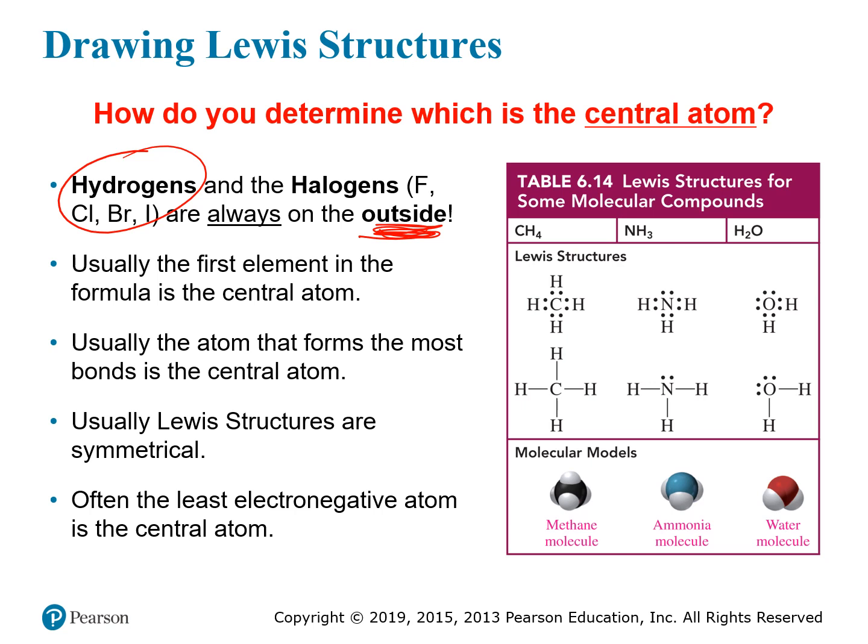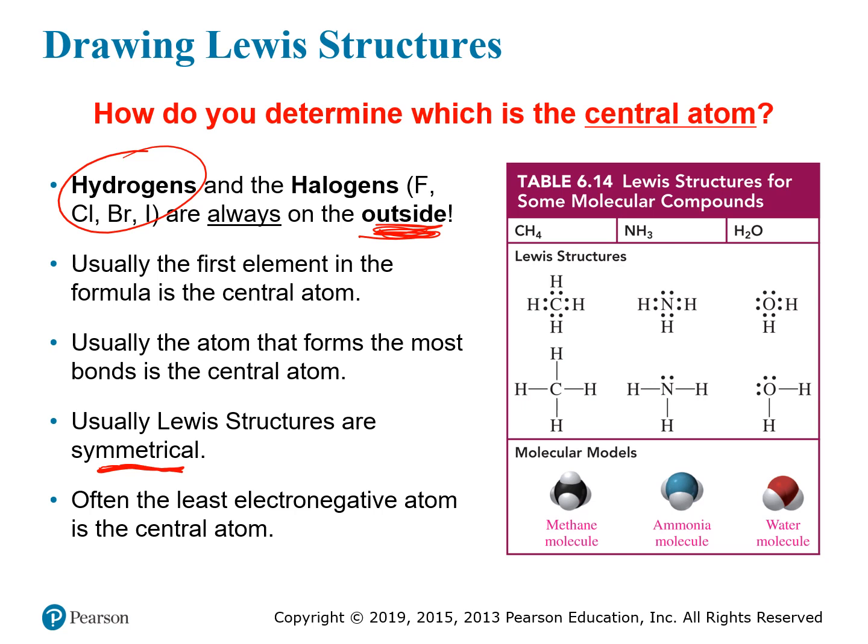Another thing to think about is that usually Lewis structures are symmetrical. So if you have a single atom and then several of another type of atom, the single atom is probably in the center with the other atoms symmetrically distributed around. Usually that's the case, not always, but it's usually helpful.